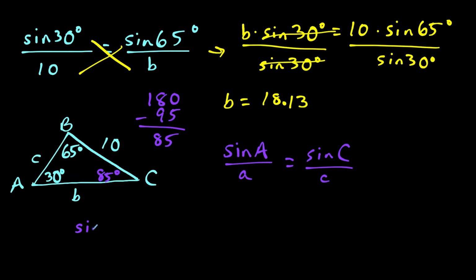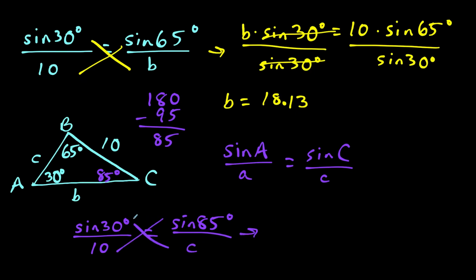Now we have sine of 30 degrees over the measure of side BC, or we could say side a, which is 10 units, equal to sine of the measure of angle C, which we found to be 85 degrees, divided by lowercase c, which is what we're looking for. Same as before, we do the algebra. We have c times sine of 30 degrees equals 10 times sine of 85 degrees.